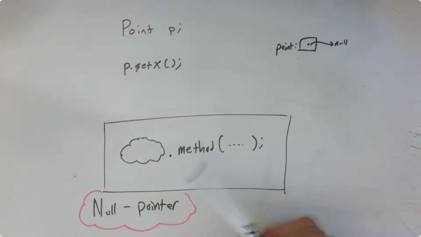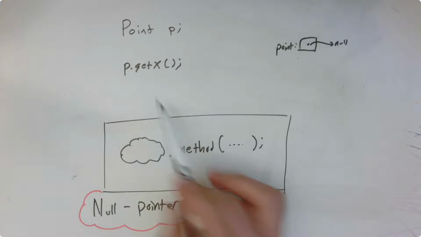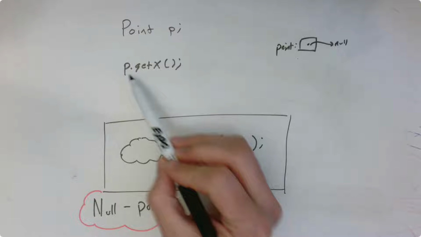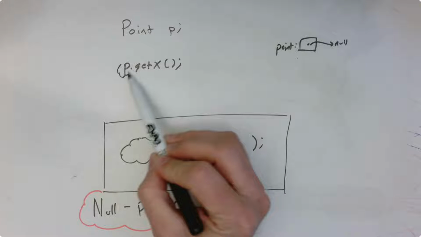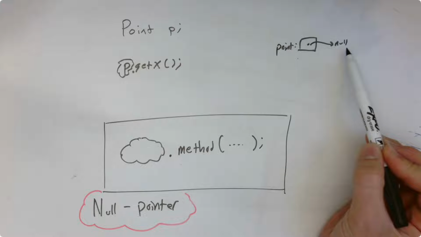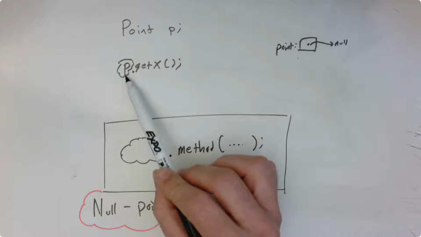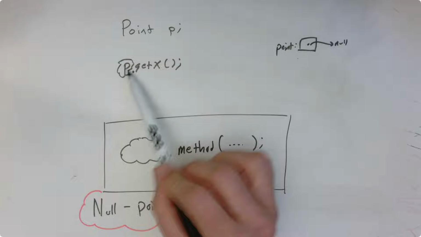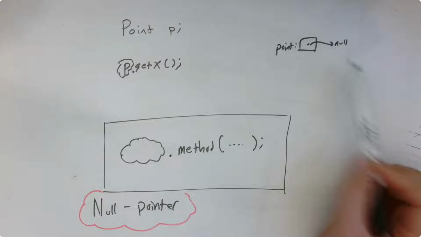So then if we get to a line that says p.getX, what this is literally saying is, let's follow the memory reference that's inside the p variable so that we can go to the p object, and then let's have that object run this method for us. But when we try and follow the memory reference inside p, it doesn't go anywhere because it points to null, and that's what null pointer means.